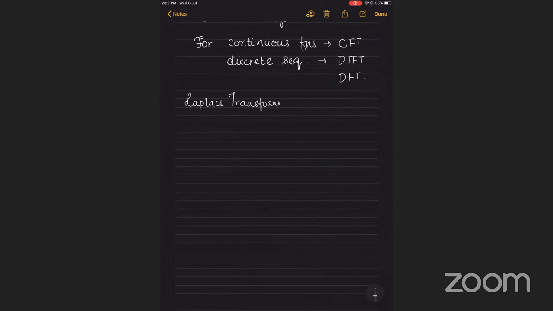So we have certain conditions for your f of t. We will not worry about anything. We will say it basically converts, let us say, a continuous variable t to a complex variable s.